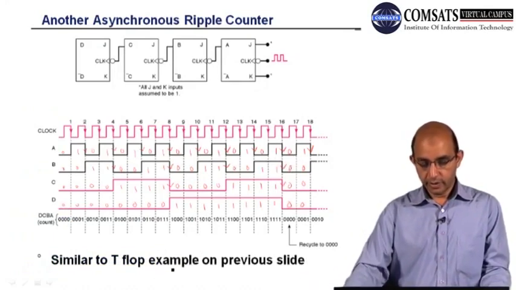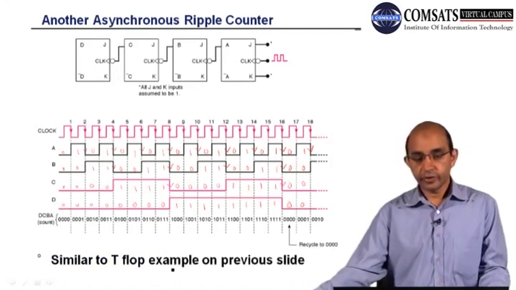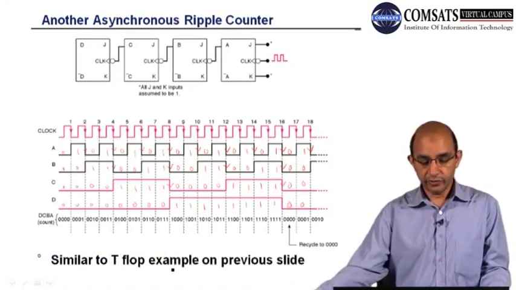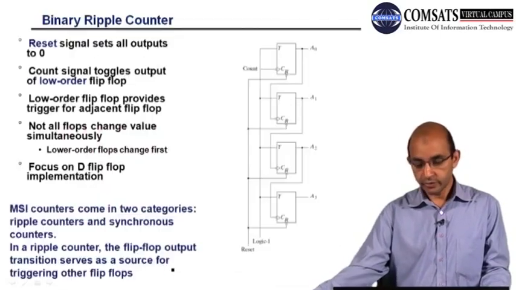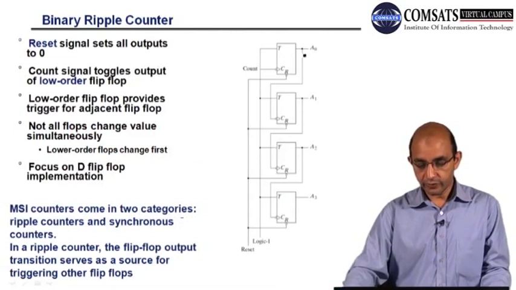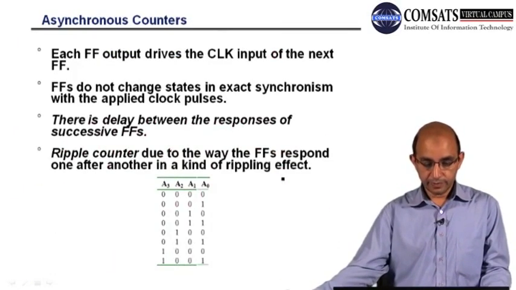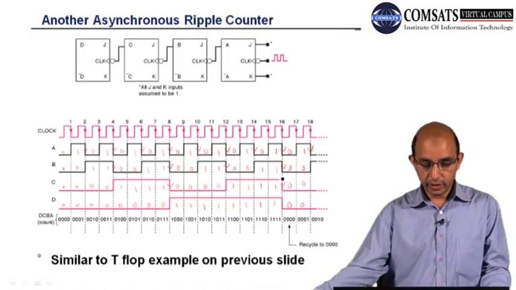So this is the same example, but what is different here is that we have used the JK flip-flop. Again you can see that this is the same sort of situation. This output is the clock for the next flip-flop, and this output is the clock for the next flip-flop.